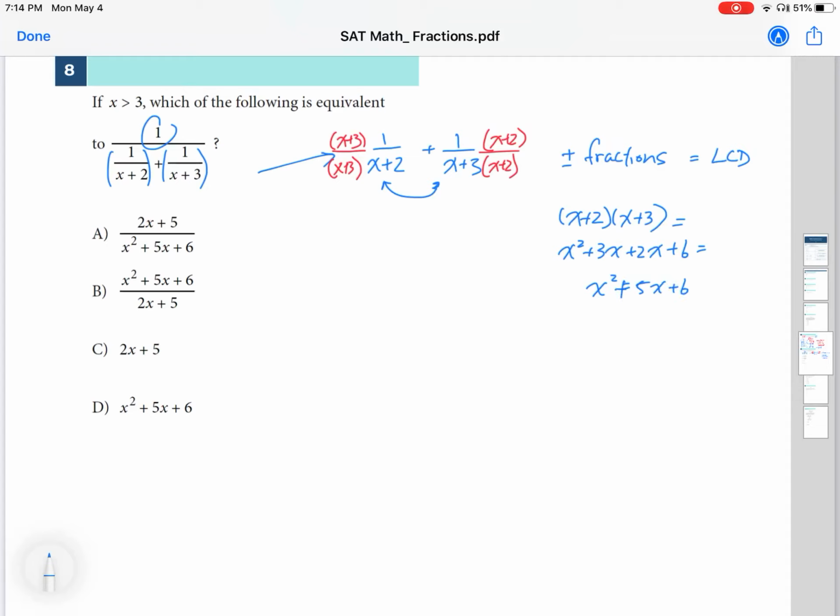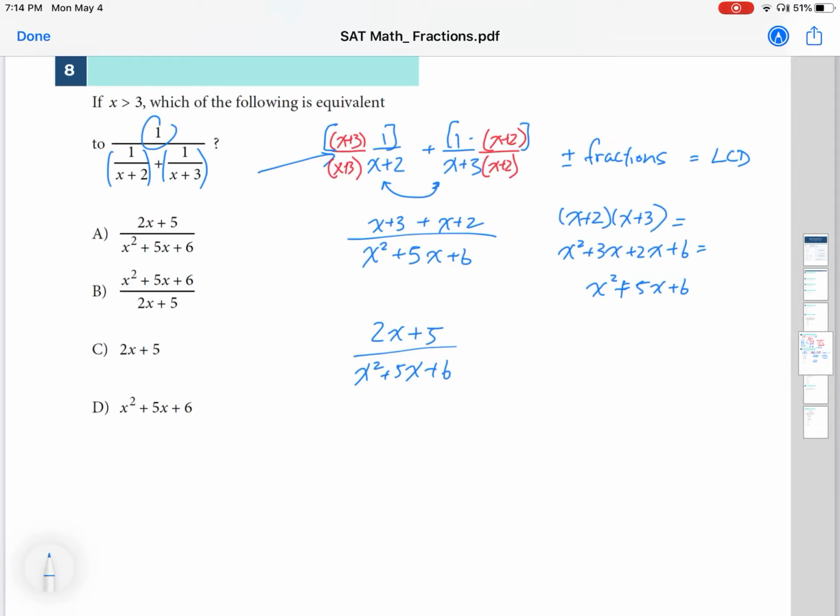Now that's going to be my shared denominator, x squared plus 5x plus 6. Then my numerator, I just combine these two fractions because anything times 1 is just itself. So I'll get x plus 3 plus x plus 2. Again, combining like terms, I get 2x plus 5 over x squared plus 5x plus 6.